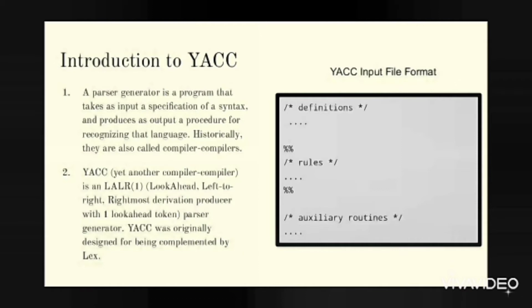Yacc code is divided into three sections. The definition part, which includes information about the tokens used in the syntax definition. The rules part, which contains a grammar definition in a modified BNF form. And the auxiliary routine part, which contains only C code. It includes function definitions for every function needed in the rules part. We'll understand this better when we take a look at the code.